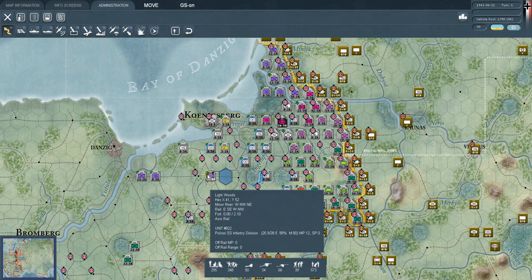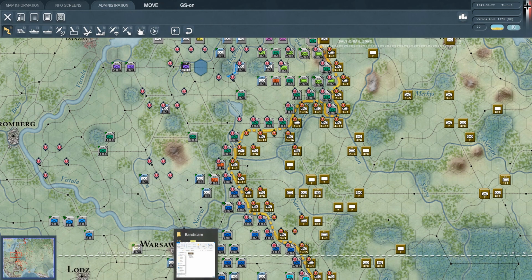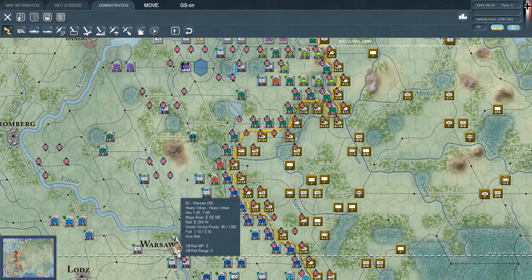Now, the one on the left is how much you've built it up, or this unit or any units in the hex have built it up. And the one to the right is how much it is because it's a town. A town will have a natural fort level. So let's maybe go to a bigger town here. Warsaw. You'll see here, this has been built up to a 1.10. The natural fort level of the city of Warsaw is 3.10.